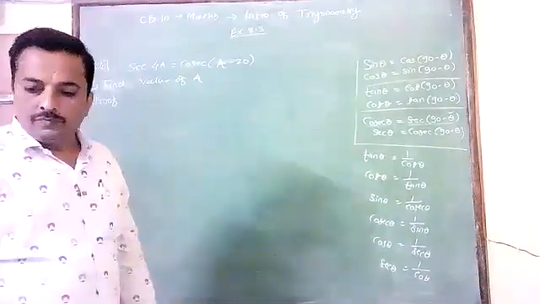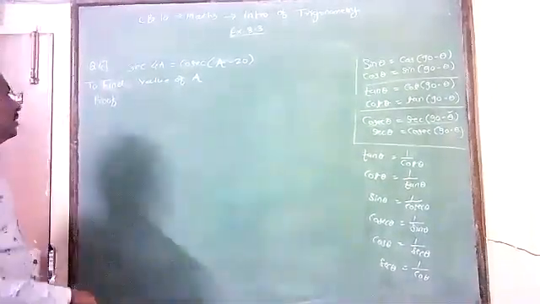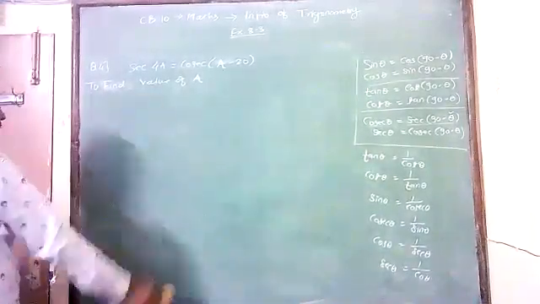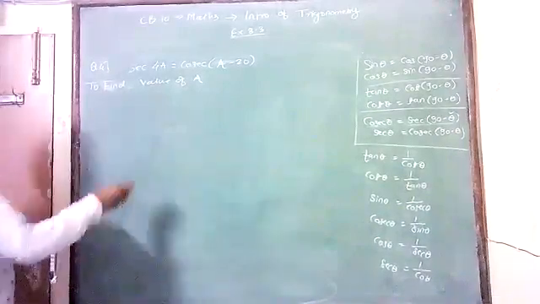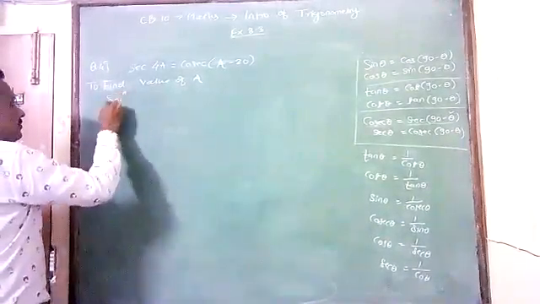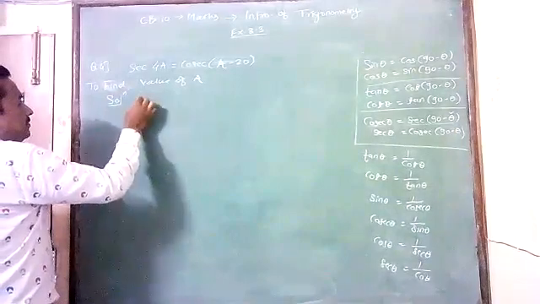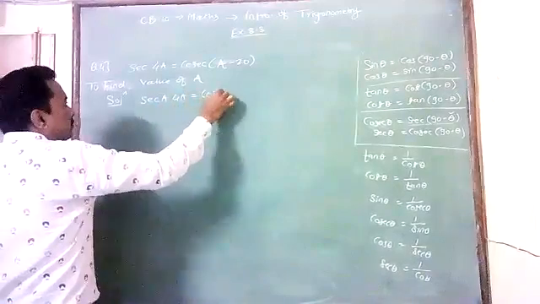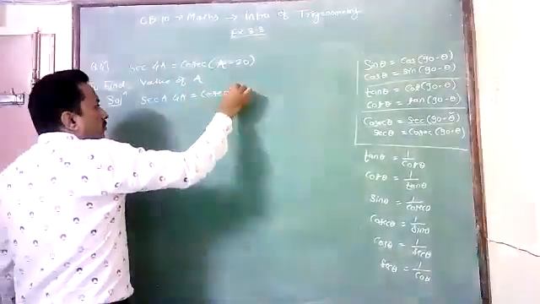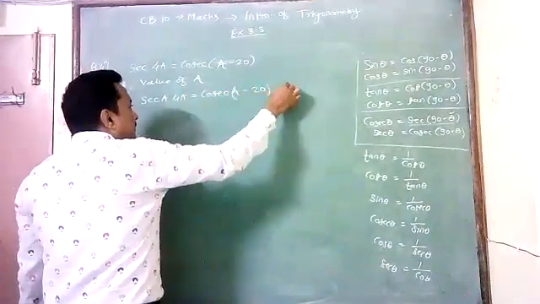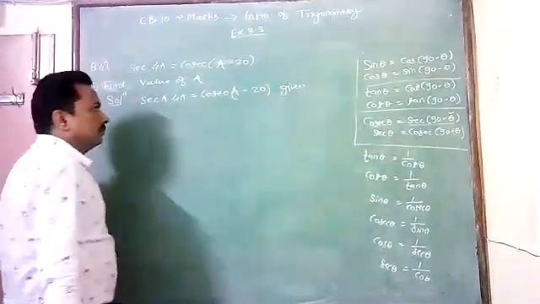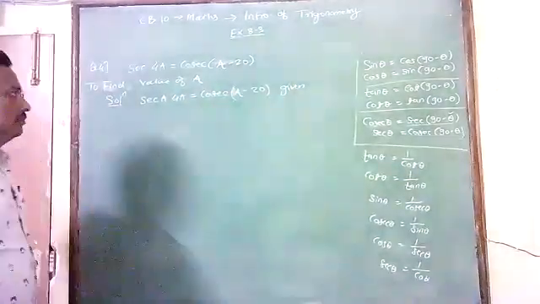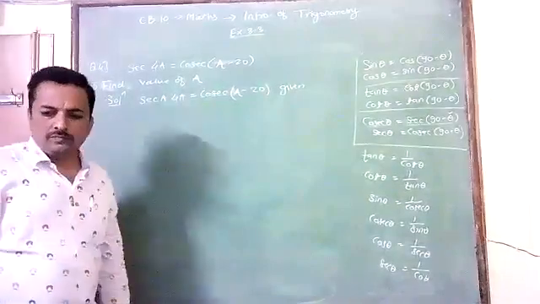करो. Do it. क्या करेंगे पहले? चलो कौन हेल्प करेगा मुझे? ऑनलाइन वाला कोई हेल्प करेगा? सर मैं हेल्प करूं? हाँ. सर sec 4A is equal to cosec A minus 20. सर तो फिर 4A minus 90 is equal to cosec.